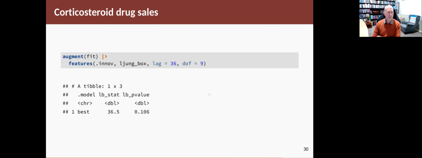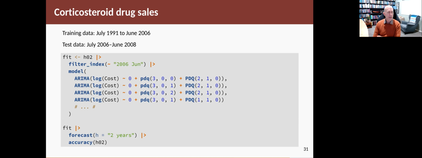Okay, so I've now fitted more than 3 models, but I've tested 3 models and I've found one of them at least passes all the tests. Let's now see how well these models do if I use a training set and a test set. So previously I was just fitting these models to all of the data. Let's suppose I only use the data up until June 2006, and I use the next 2 years of data to see which of the models works.